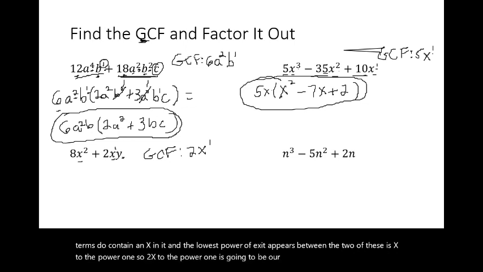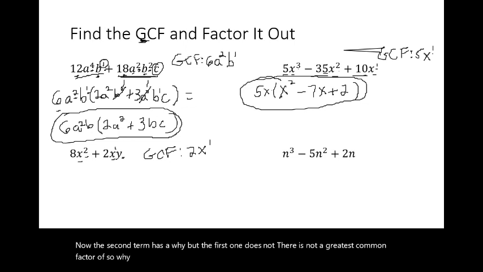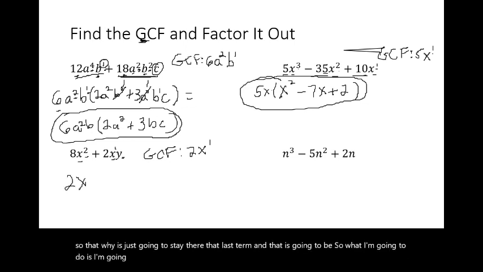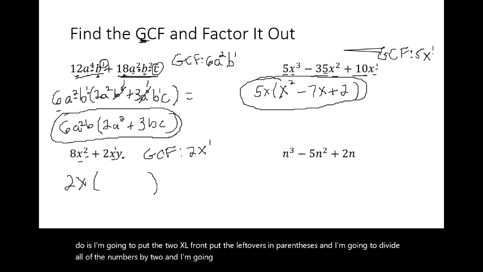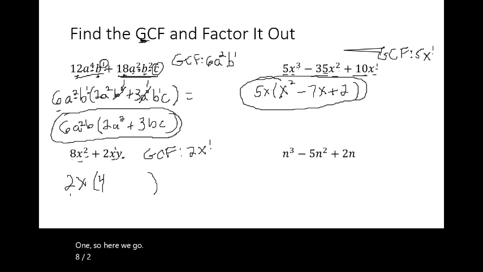Now, because the second term has a y, but the first one does not, there is not a greatest common factor of y. So y is not a common factor because not every single term has y in common. So that y is just going to stay there on that last term, and that is going to be it. So what I'm going to do is I'm going to put the 2x out front, put the leftovers in parentheses, and I'm going to divide all of the numbers by 2, and I'm going to subtract all of the powers by 1. So here we go. 8 divided by 2 is going to give us 4, and then 2 minus 1 is x to the power 1.